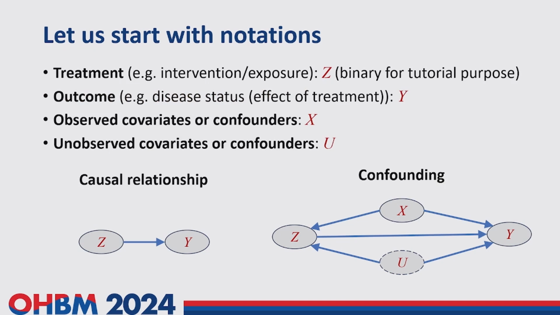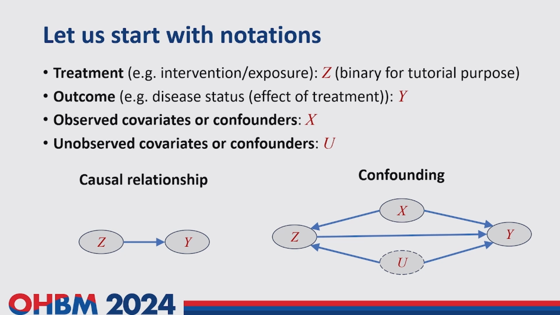So let's start with some basic notation. Usually we use Z to represent the intervention, exposure, or treatment. Usually it's something that you can change for your experimental unit. And the second thing is the outcome, which you would like to preserve, or you would like to change based on your treatment.